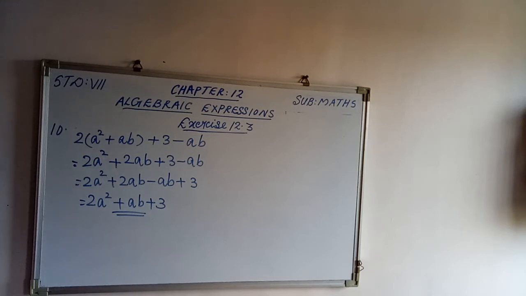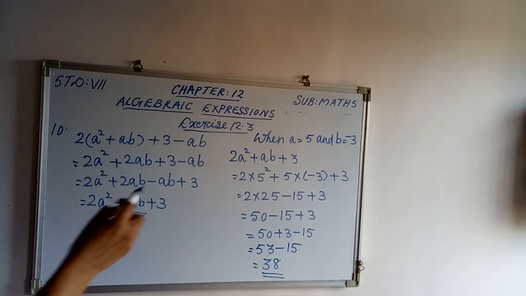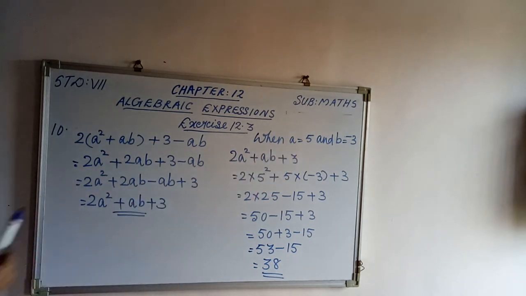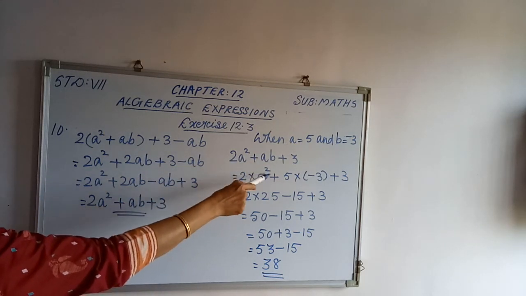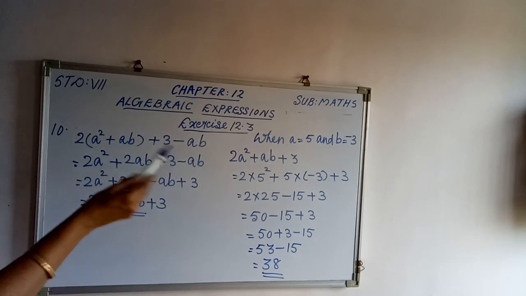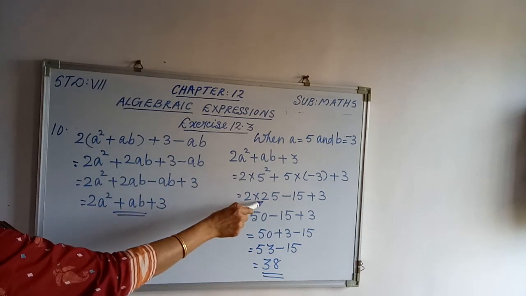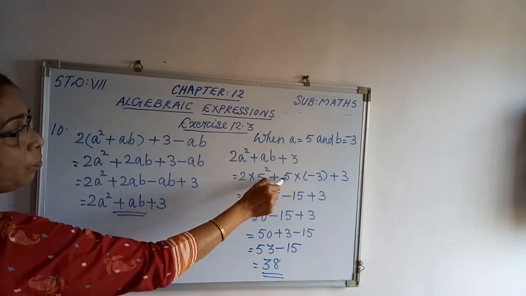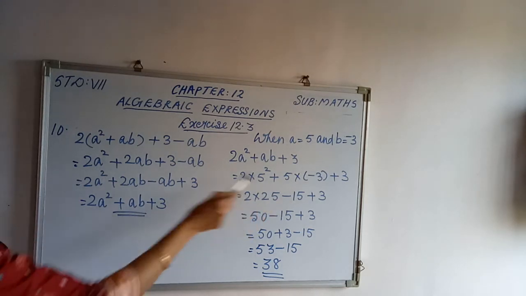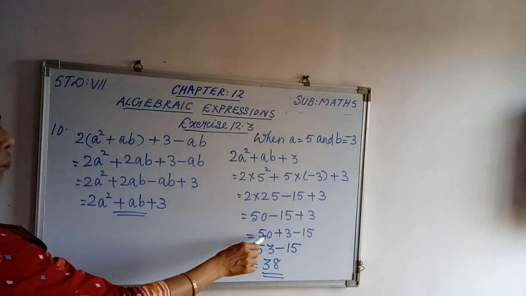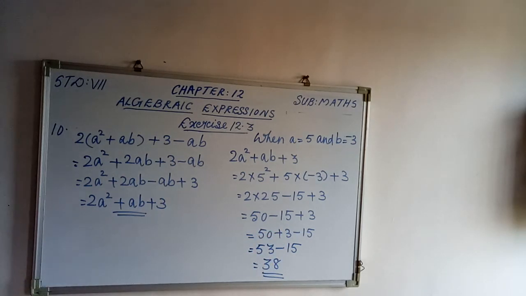Now substitute the value of a and b. When a is equal to 5 and b is equal to minus 3, 2a square plus ab plus 3 is equal to 2 into, in place of a, 5 square plus 5 into minus 3 plus 3. 2 into 5 square, 25, minus 15, 5 into minus 3 is minus 15, plus 3. 2 into 25, 50 minus 15 plus 3. So, arranging it, 50 plus 3 minus 15, that is 53 minus 15, we will get 38. Okay?